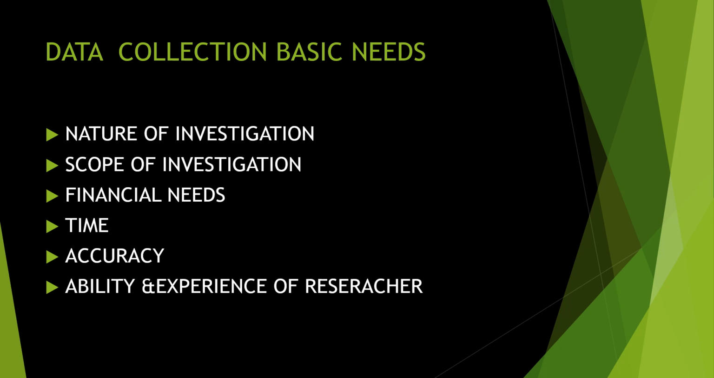Then accuracy. Accuracy means the data you collected should be accurate. Otherwise, your research paper will not be considered and a PhD will not be given. So you have to make it very accurate. Ability and experience of the researcher is also very much needed. That is how much experience you have. This will contribute to your research work, so your ability has to come out in your research work. So these are the basic needs you should have in your data collection. Keep all these things in mind when you do research work.